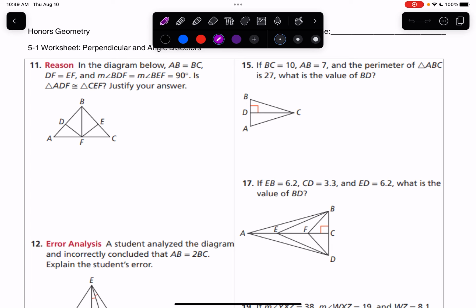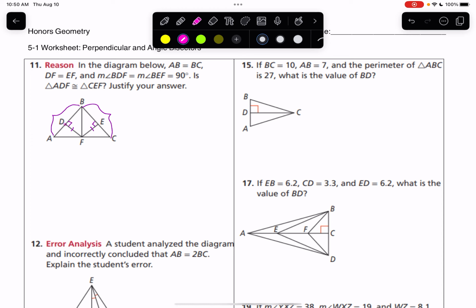So number 11, in the diagram below, AB is equal to BC. We'll just put little bracket marks there because otherwise it's hard to show, since there are two parts. So AB and BC are the same length. DF is equal to EF, and the measure of angle BDF is 90, and so is the measure of angle BEF. So there's that information. Is triangle ADF congruent to triangle CEF?